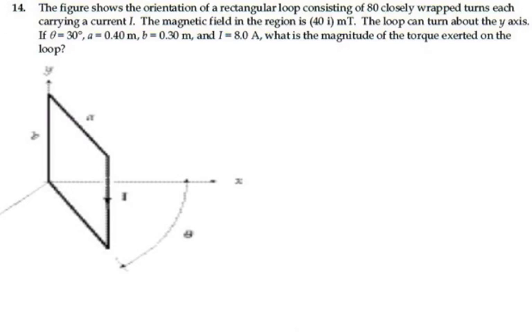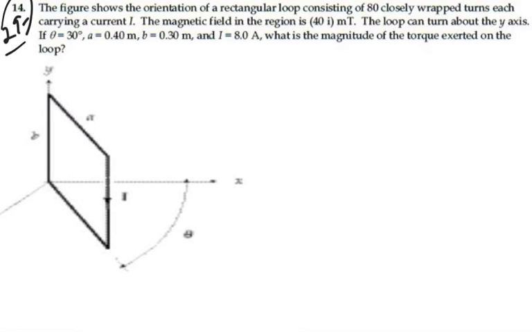Here's problem 29:14. The figure shows the orientation of a rectangular loop consisting of 80 closely wrapped turns, each carrying a current of I. The magnetic field in the region is 40 millitesla. The loop can turn about the y-axis. Theta is equal to 30 degrees, A is 0.4, B is 0.3, and I is 8 amps. What is the magnitude of the torque exerted on the loop?